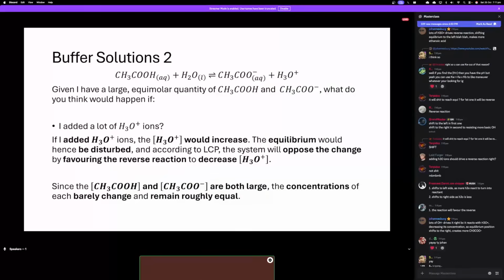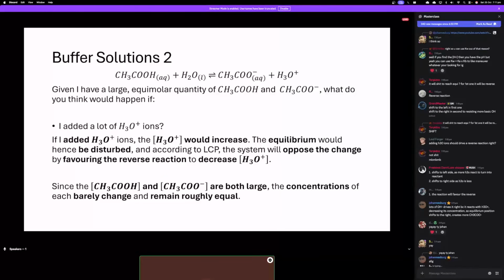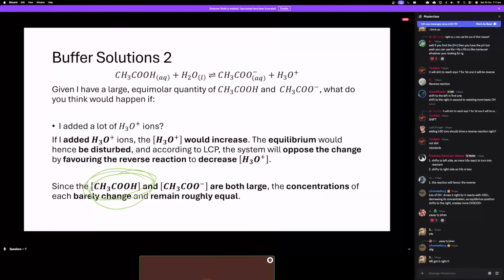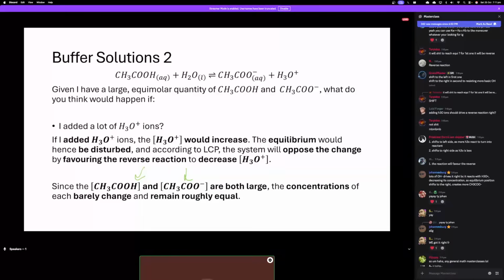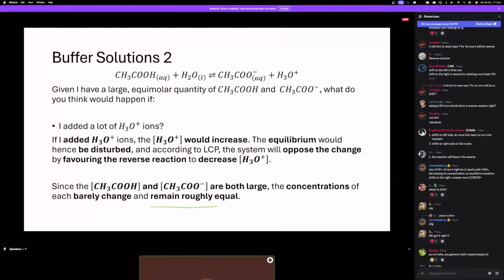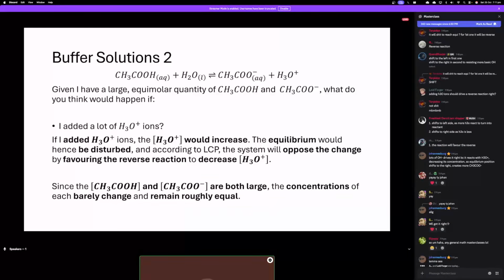Something else that's important for a buffer system is that because these are really large, if I added just a little bit of H3O plus, then these concentrations don't really change. They're massive, and they only change by a bit, right? So they remain roughly equal. They're not equal, that is important, but they change only a little bit, right?